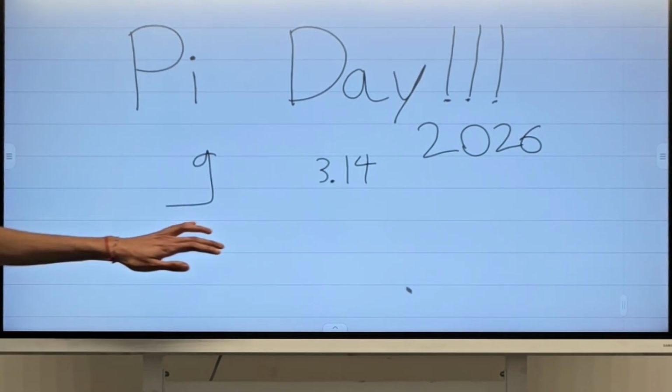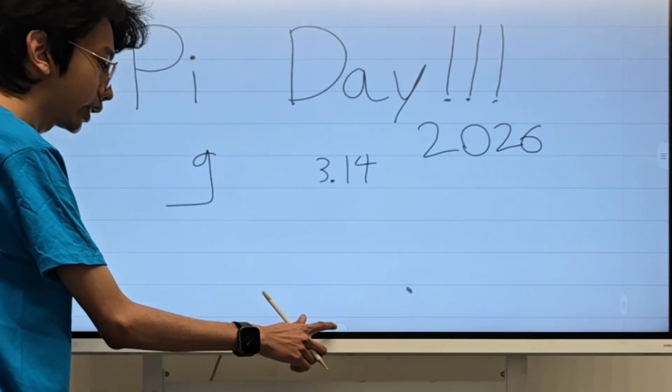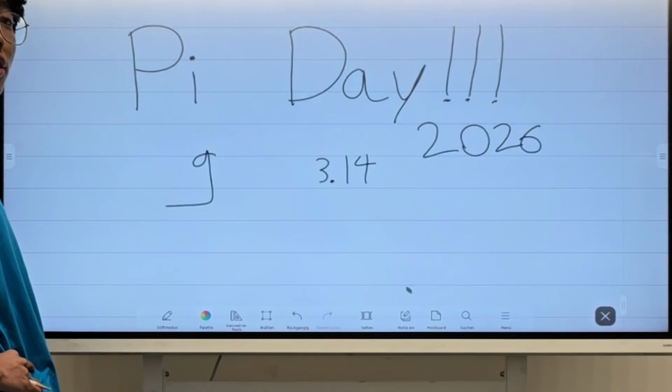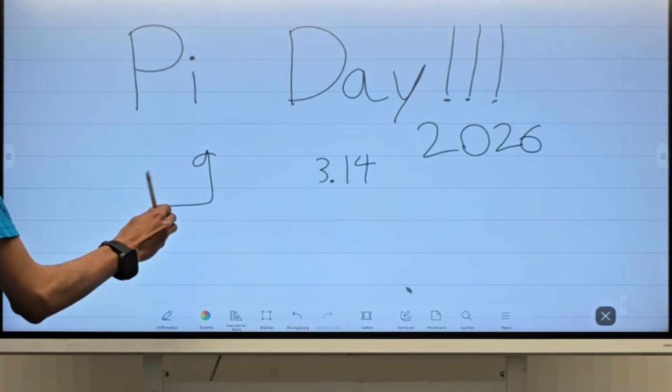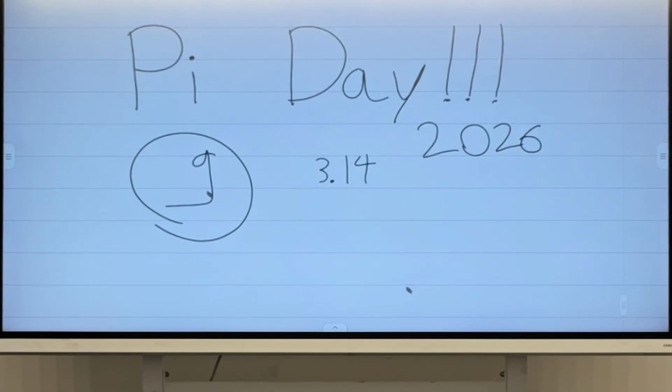So let's talk about that. How would we calculate pi using g? Well, we'll talk about it later, but let's look at g for a second. How would we calculate g? By measuring it or by just finding it out?